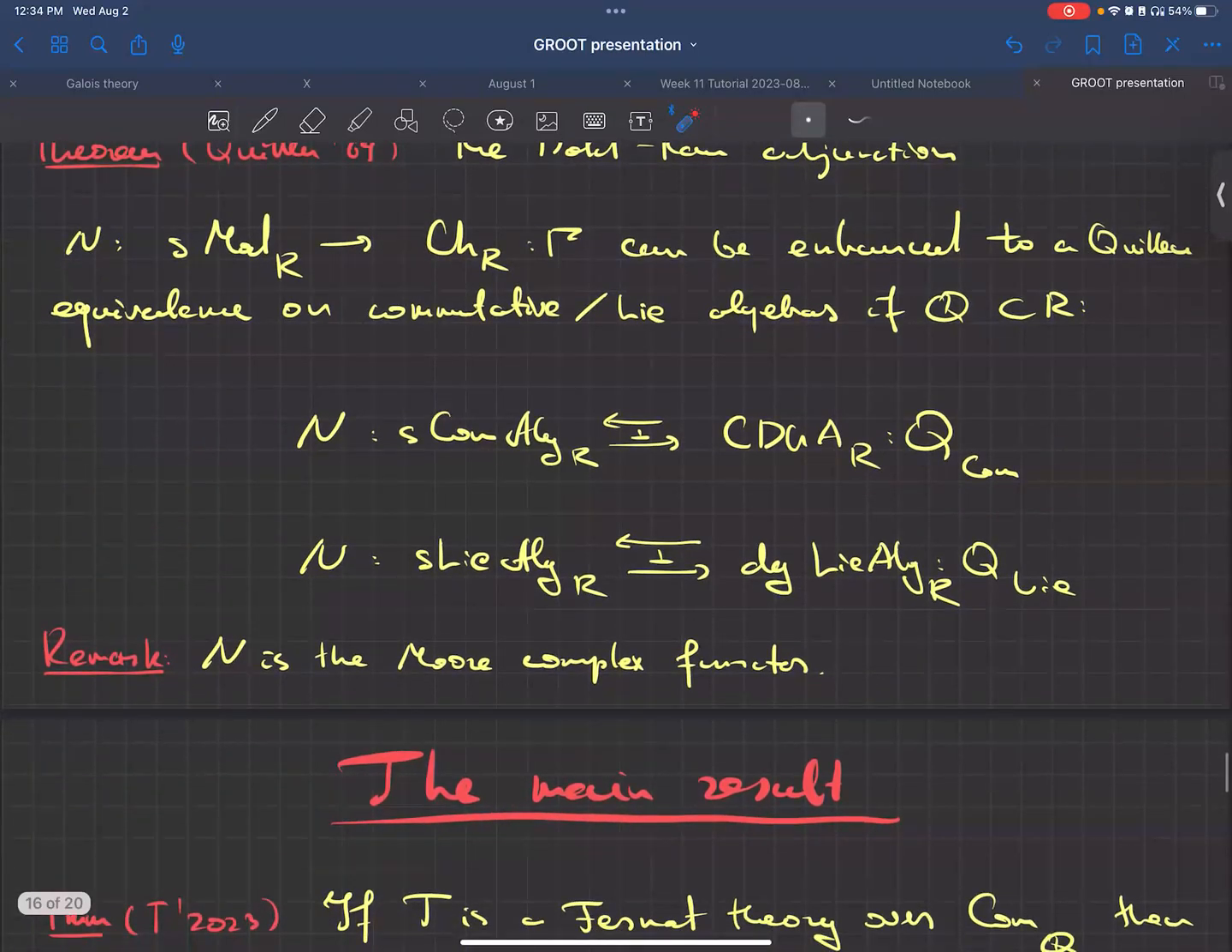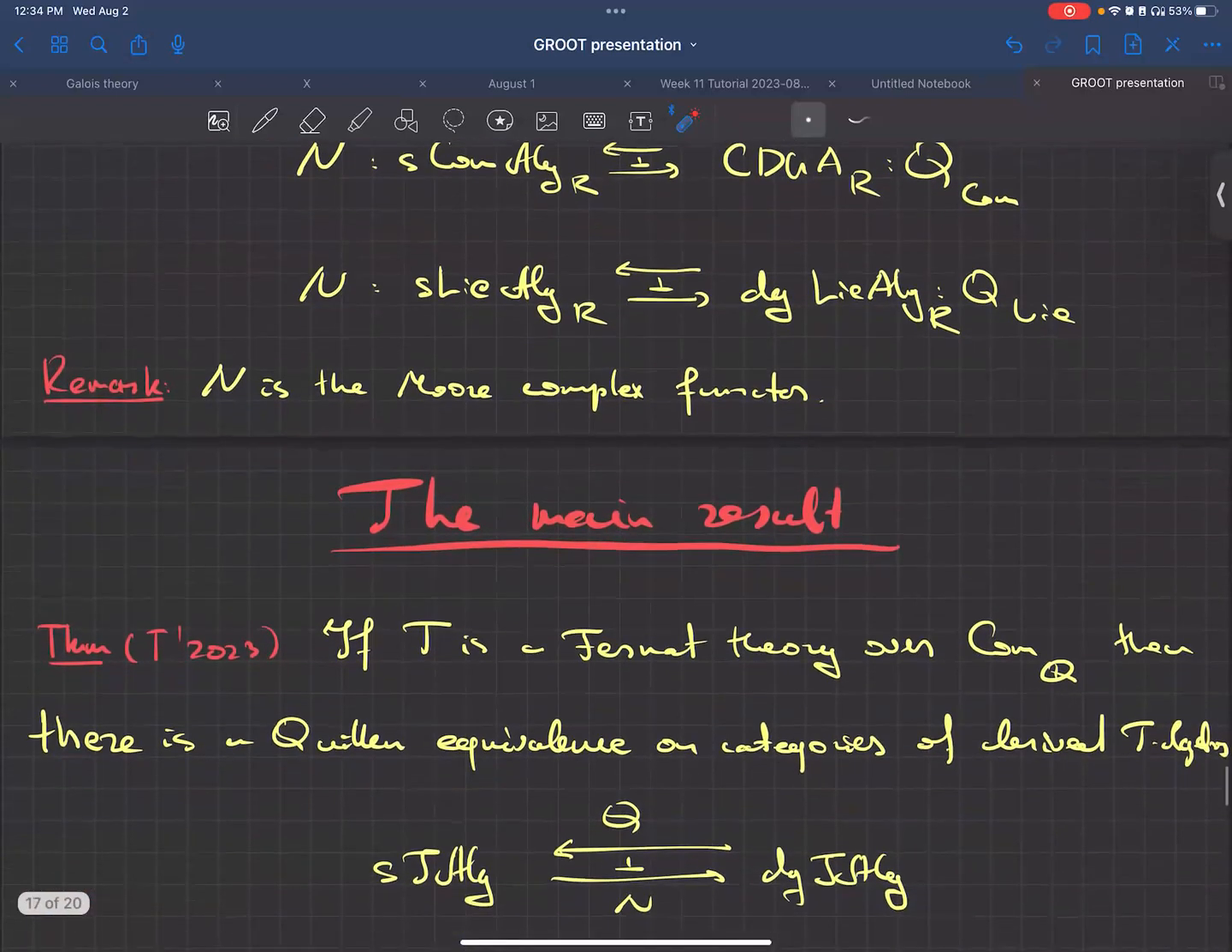And note that N is the Moore complex functor, so we have an explicit formula for this. Just take an intersection of the kernels of differentials from 1 to n, and then d0 induces the differential on the DG side.